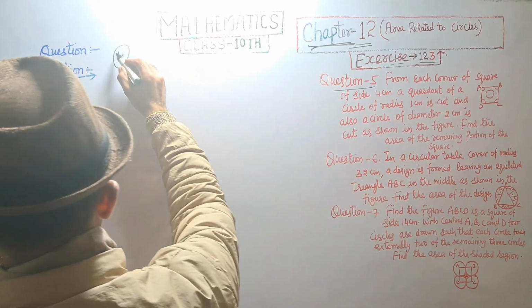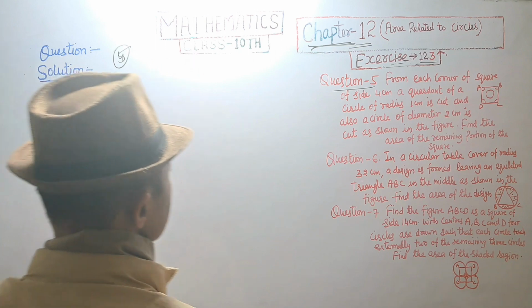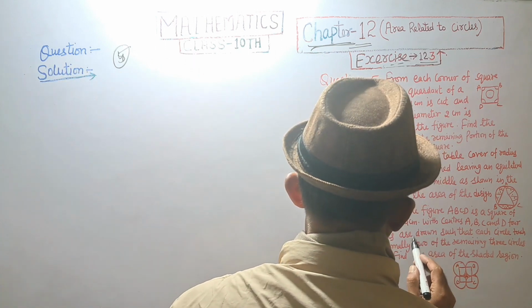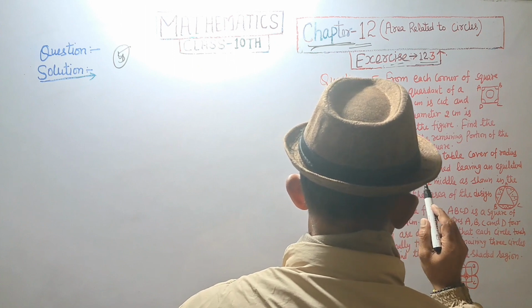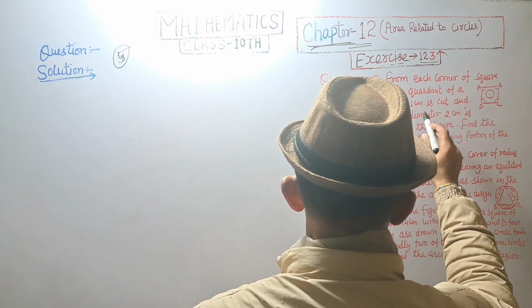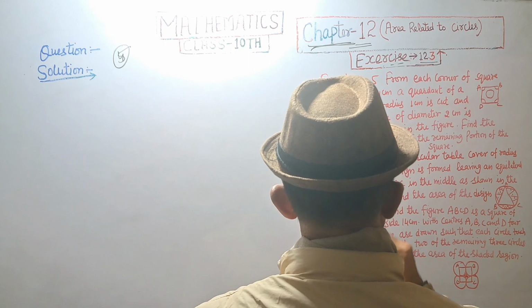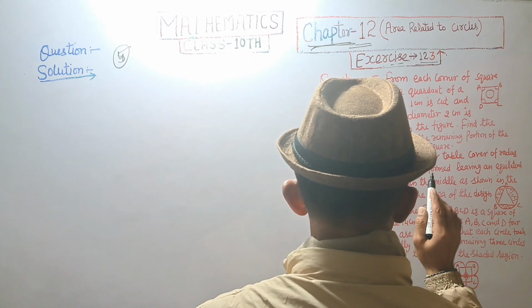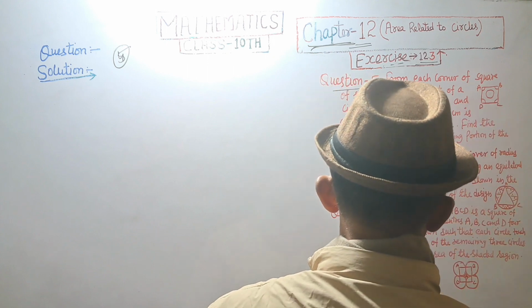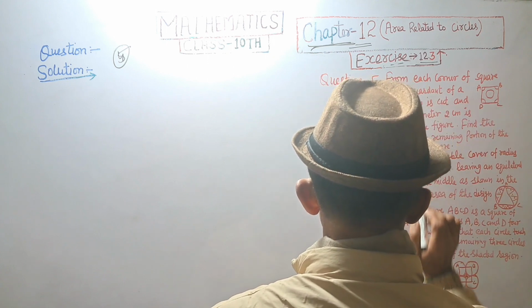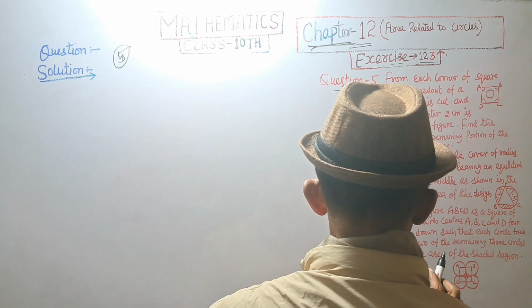Question number 5. From each corner of a square of side 4 cm, a quadrant of a circle of radius 1 cm is cut, and also a circle of diameter 2 cm is cut as shown in the given diagram. Find the area of the remaining portion of the square.